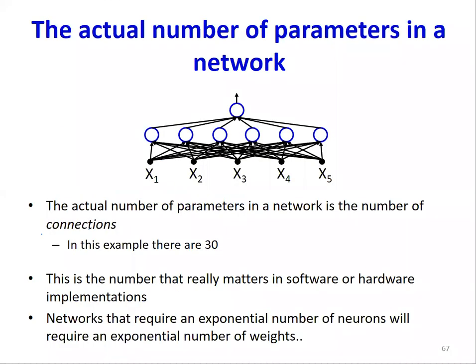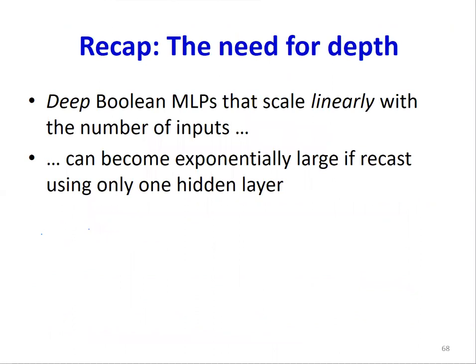That's all, right? Okay. So now the actual number of parameters in a network is not the number of neurons, it's the number of connections. Here, for example, there are 30 connections. This is the number that actually matters in software or hardware implementations. But networks that require an exponential number of neurons will require an exponential number of weights because each neuron gets at least 1 weight, right? So the logic still holds. And so deep Boolean MLPs that scale linearly with the number of inputs can become exponentially large if recast using 1 hidden layer.